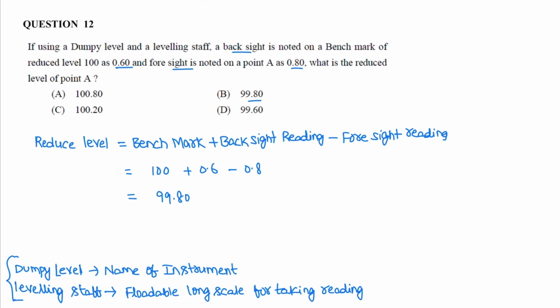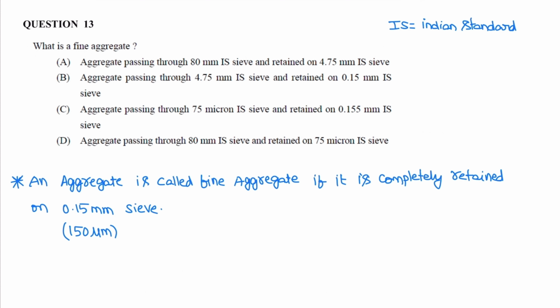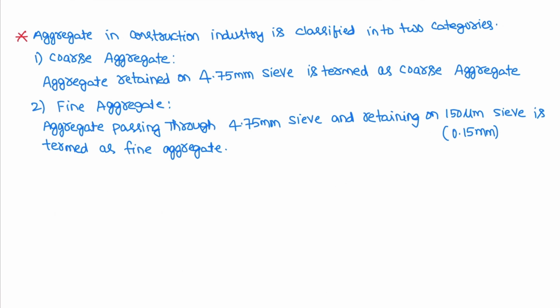So correct option is B. Next question. What is fine aggregate? So in construction industry, aggregate is classified into two categories: one that is coarse aggregate as well as fine aggregate.